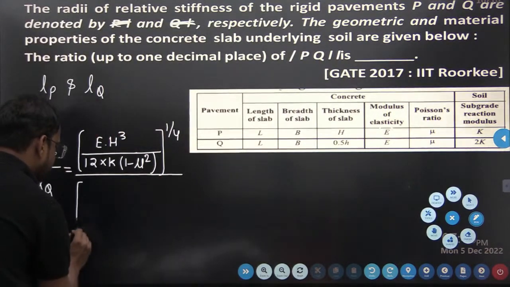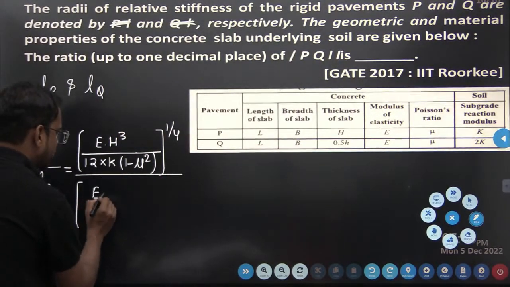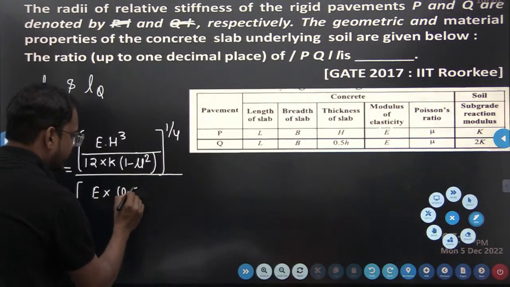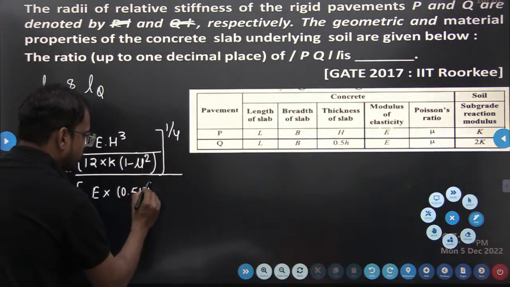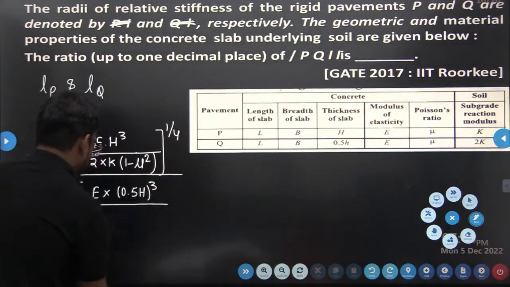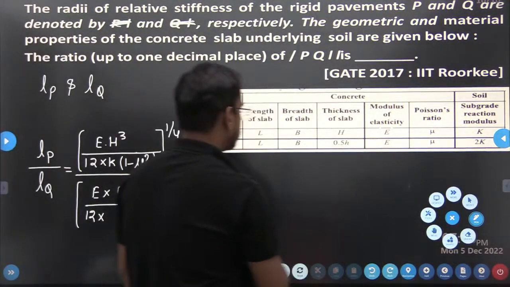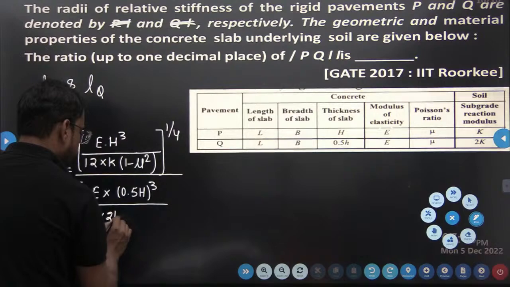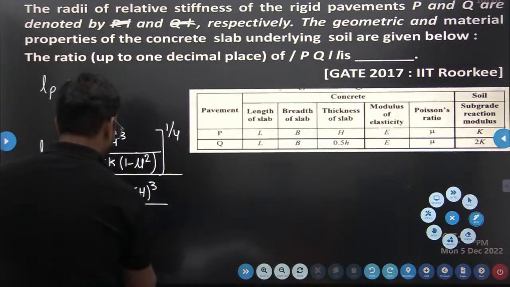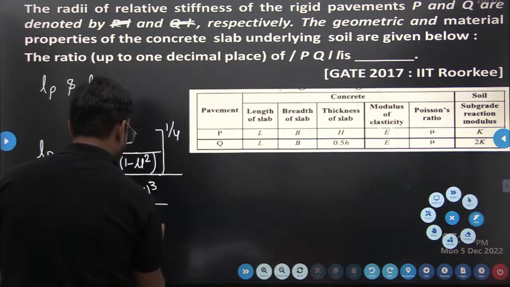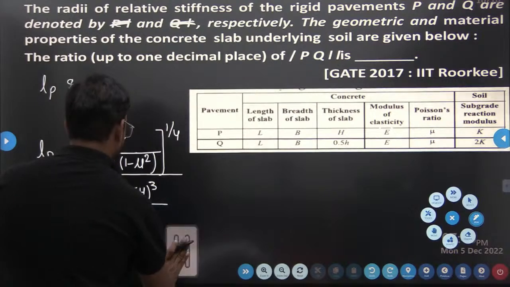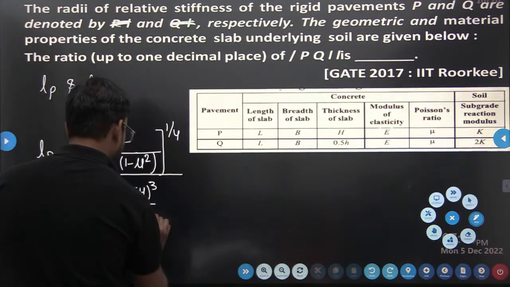So LQ becomes equal to E multiplied by (0.5H) whole cube, dividing by 12K. Dividing by 12, what is the value of K here? So K becomes 2K. Am I right? So write down, K becomes 2K, and (1 minus mu) whole square, whole raised to power 1 by 4.